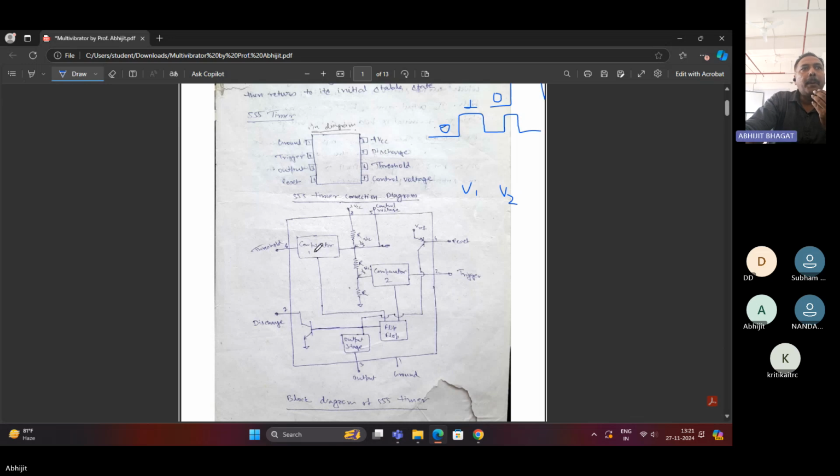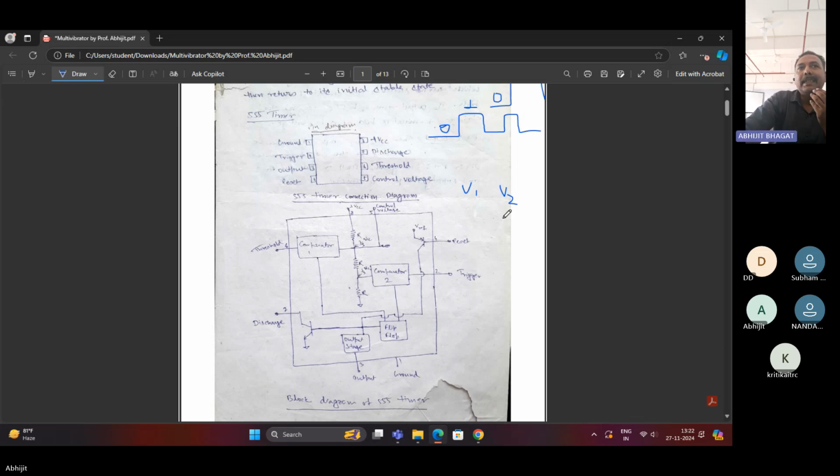Here, this comparator compares two voltages: the pin number 6 voltage and this voltage, 2/3 VCC. This point's voltage is compared by the comparator, and according to the comparison of the two voltages, the output is generated. Same for comparator 2. This is one input and this is the other input. So your trigger voltage and this voltage are compared, and according to the comparison, your output is generated. Whatever the comparison of V1 and V2, according to that, your output will be generated.